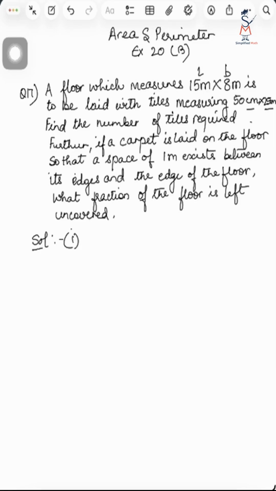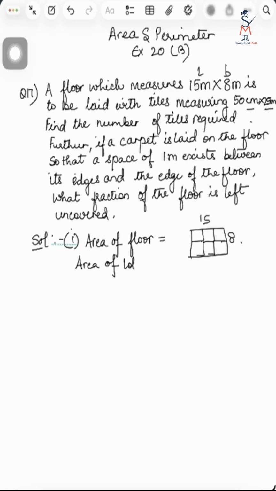Now there is a floor which measures 15 by 8. Now it has to be covered with tiles. That means laid with tiles. That means how many tiles will it require? We have to find that. So what is the concept behind it? Area of floor has to be equal to area of total tiles. Find total number of tiles. If you are taking 10 tiles, then area of those 10 tiles.